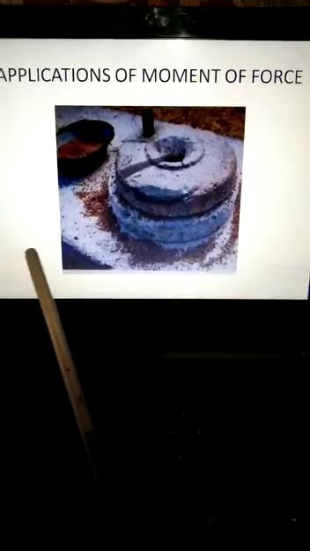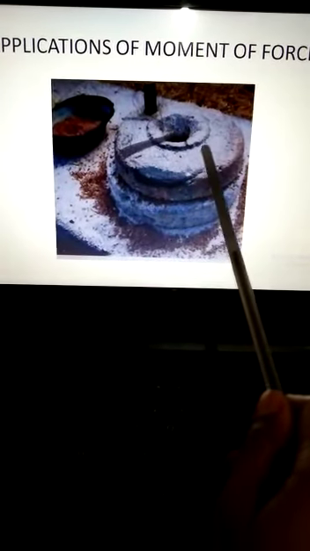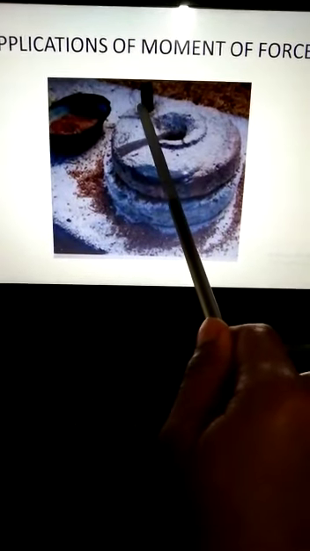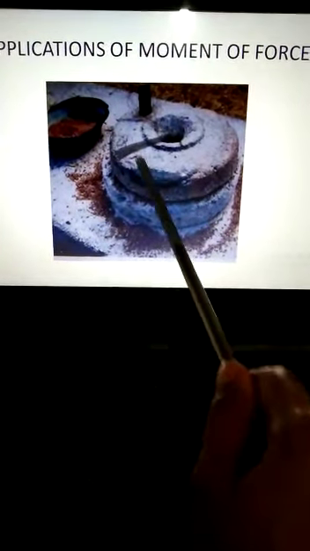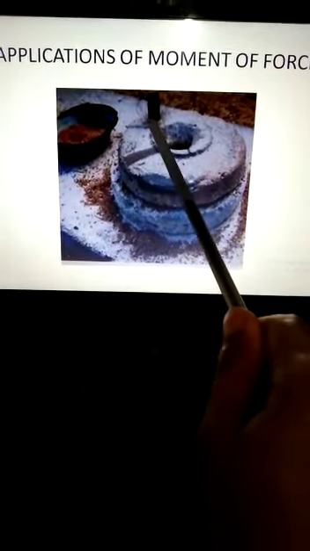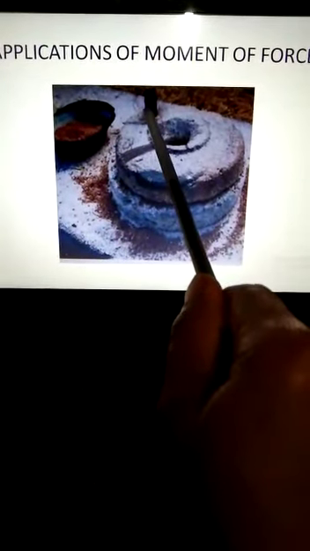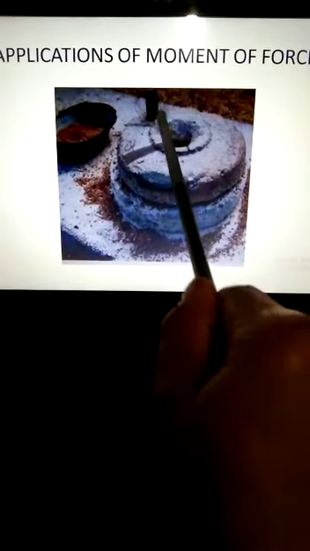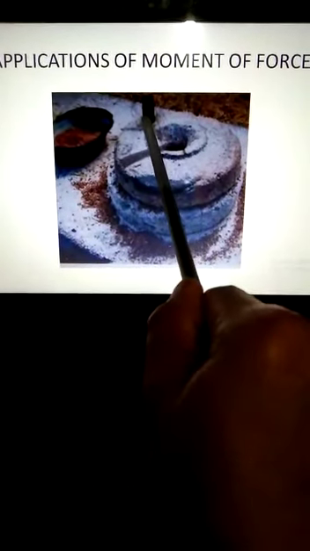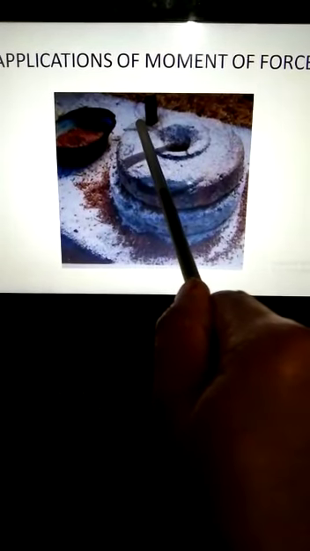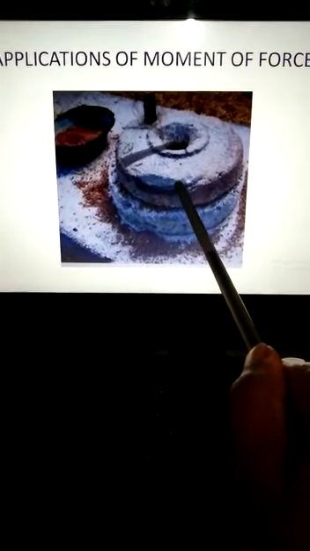Now we will study some applications of moment of force. Here we have a hand grinder for grinding flour. The handle to rotate and give the turning effect to the grinder is at the corner or circumference of the rim. Why? Because the distance from the fixed point to the handle is more, the effect of force, that is the turning effect given to the grinder, will be more.